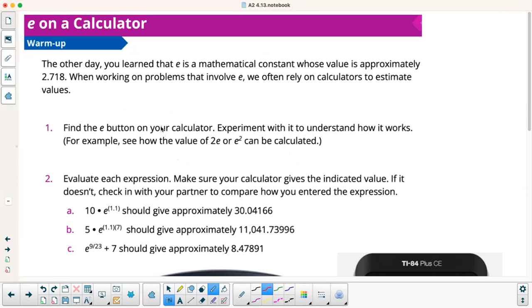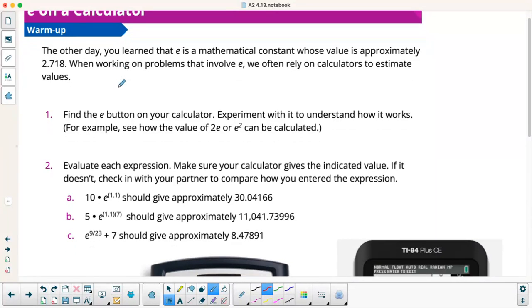Okay. So warm up. The other day you learned that e is a mathematical constant whose value is 2.718, which we just talked about. When working on problems that involve e, we often rely on calculators to estimate values. So find the e button on your calculator, experiment with it to understand how it works. For example, see how the value of 2e or e squared can be calculated. Usually most calculators come with e to a power, so it'll have an e with a power, with a little caret there. So if I just want e, I might have to put to the first, depending on which calculator you have.